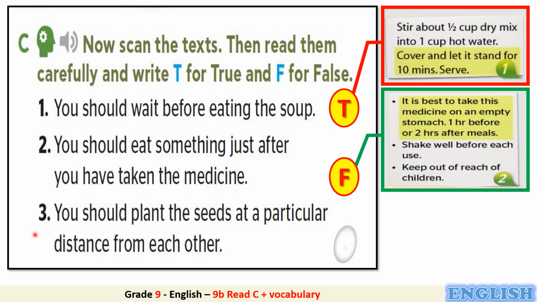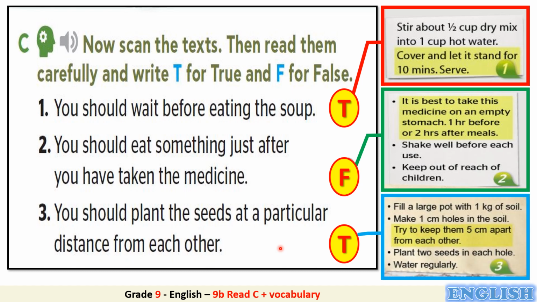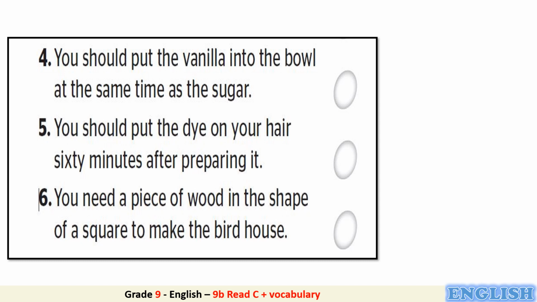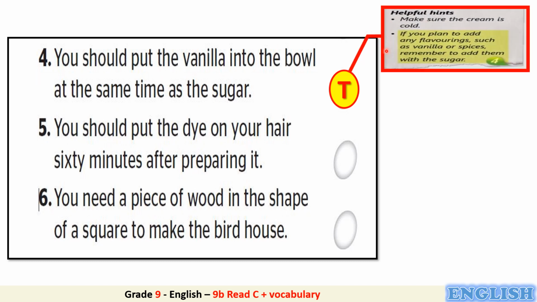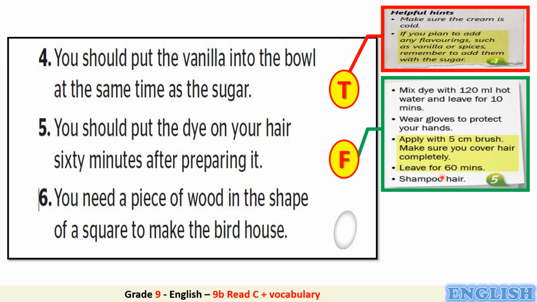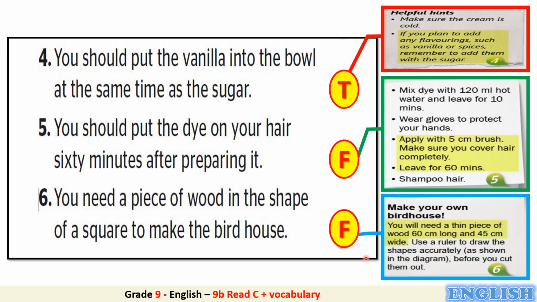Sentence number 3, it is true. Why is it true? Because the text instructs you to leave a distance of 5 centimeters between the seeds. Number 4. This sentence is true. Why is it true? Because the text tells you to add vanilla or spices at the same time with the sugar. Number 5. Sentence 5 is false. Why? Because the 60 minutes mentioned is the time you should leave the dye after you apply it on the hair. Number 6. This sentence is false. Why? Because it mentions that you need a piece of wood in the shape of a square, while the text said that you need a thin piece of wood 60 centimeters long and 45 centimeters wide, which is the shape of a rectangle.